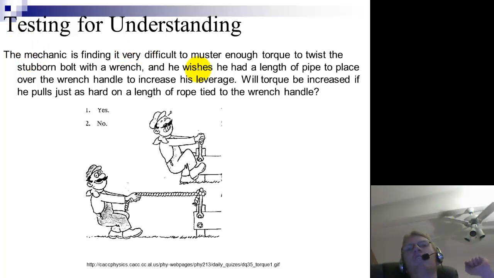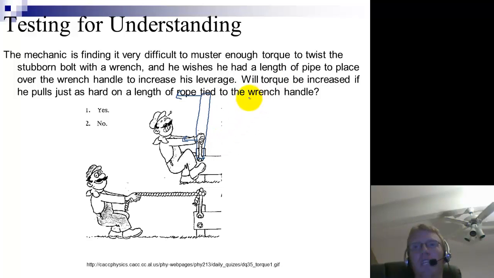A mechanic is finding it very difficult to muster enough torque to twist the stubborn bolt with a wrench, and he wishes he had a length of pipe to place over the wrench handle to increase his leverage. So what he wishes he had is a big pipe that he could put on it like this, so that instead of pulling here at a small radius, he could pull up here at a much larger radius. And he's a pretty smart guy. He knows that if he puts a pipe on there, it'll make it easier.